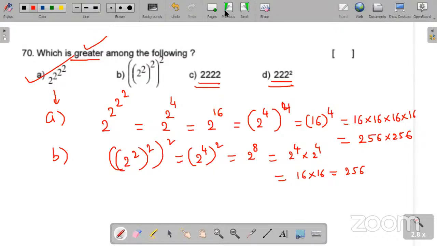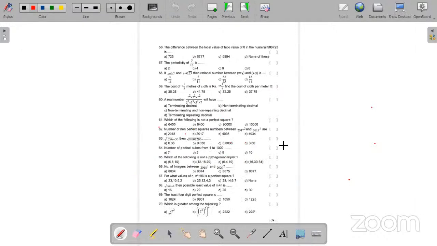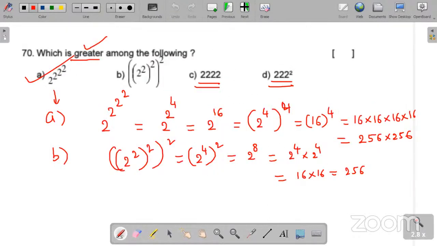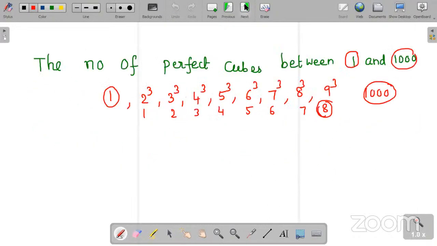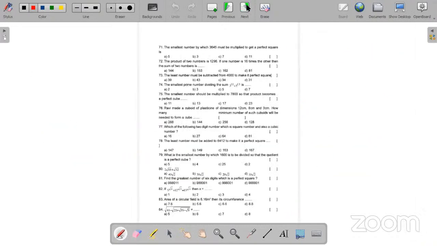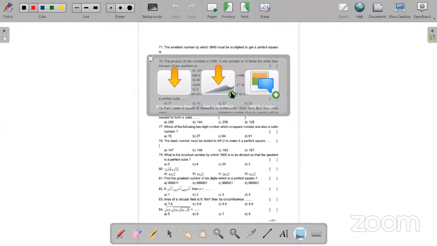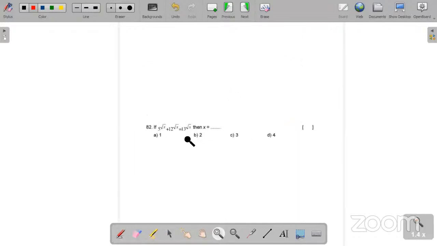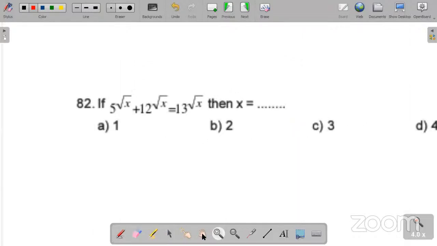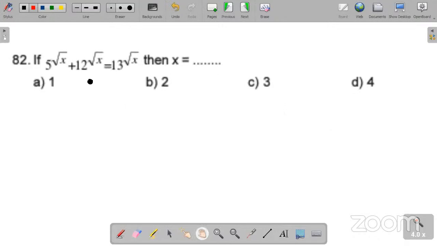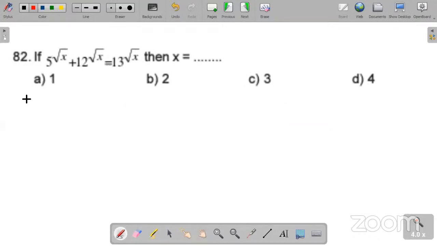Next, let us move to the next question now. Wait for a while. Now, let us move to a very beautiful question. See this question. So once again, I will rewrite the question.